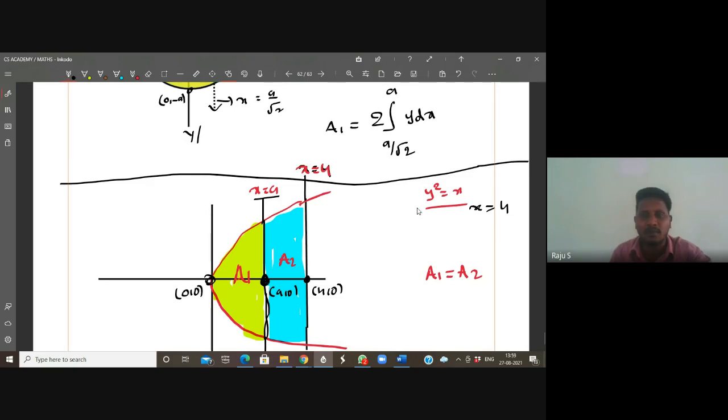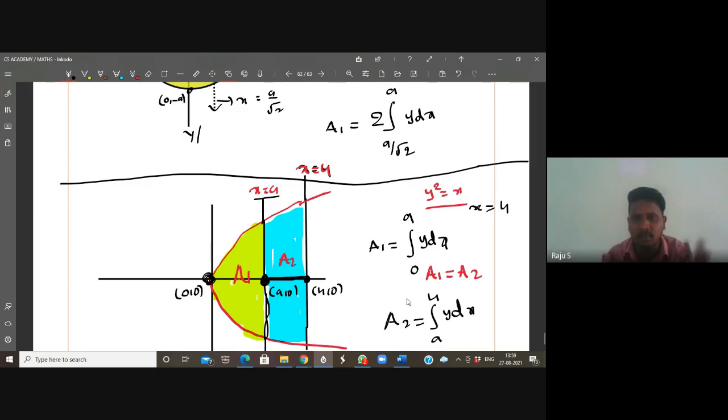So here how can you find a? Both the areas are equal. How can you find A1? A1, from where to where? Limits 0 to a, y dx. A2, how can you find A2? A2, from a to 4 on the x-axis, y dx. Both you can find, A1 and A2. You have to equate both the areas, and you will get the value of a. What is the y value here? Y value from both.